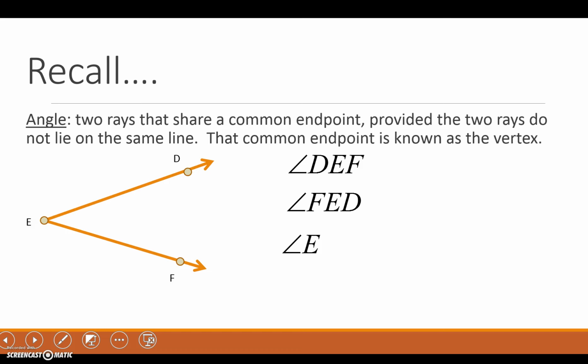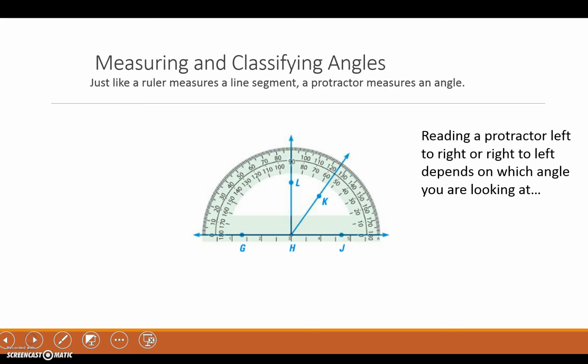We can also call it angle E as long as we don't have another line coming out of it. And also, if there is a number in front of there, we can call it by that number. So this would be angle 1. So that's just a reminder of what an angle is. So today we're going to continue talking about them and how we measure them, as well as how we classify them.